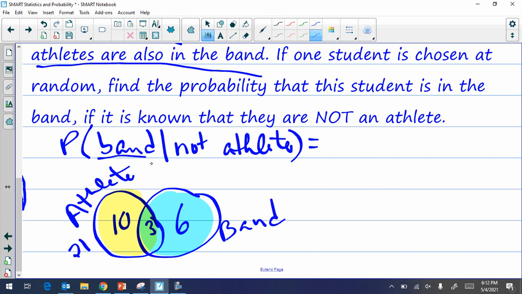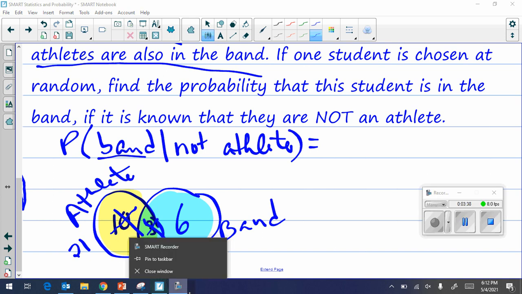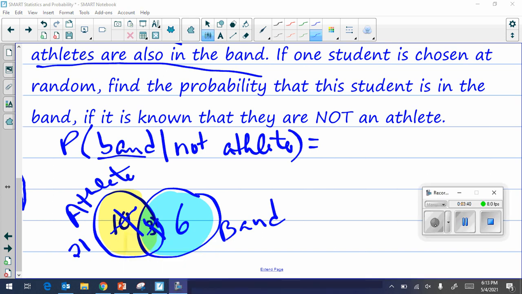But what is the probability that they are in the band, given that they are not an athlete? Oh, we do need that 21. In the band, given that they are not an athlete. So we don't want to include these 10. No, we don't want to include these 3. We only want to include those 6 here and those 21 here because we don't want to include anybody that's an athlete. So not an athlete, that's 27 of the students.